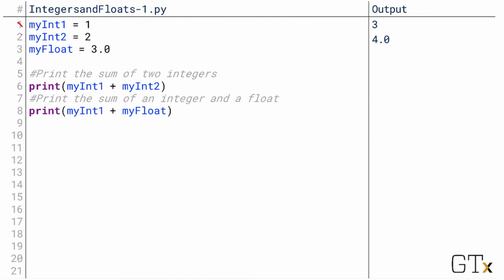So this code creates three variables, myint1, myint2, and myfloat, and then on line 6, it adds an integer to an integer. The result is an integer. 1 plus 2 is 3, and the data type for that 3 is an integer. Python knows that if we add two integers together, our result is guaranteed to be an integer.